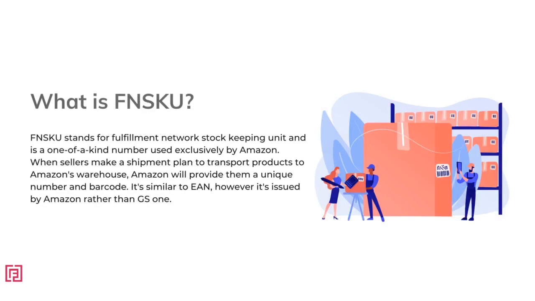What is FNSKU? FNSKU stands for Fulfillment Network Stock Keeping Unit and is a one-of-a-kind number used exclusively by Amazon. When sellers make a shipment plan to transport products to Amazon's warehouse, Amazon will provide them a unique number and barcode. It's similar to EAN, however it's issued by Amazon rather than GS1. Another distinction is that, even for identical items, each seller's FNSKU number will be unique, allowing Amazon to keep track of inventory from diverse sellers individually.